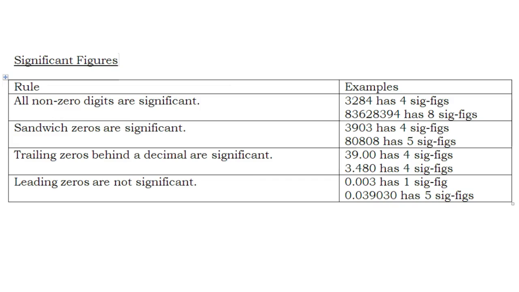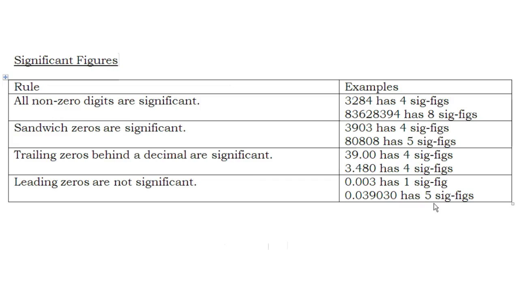Our last rule says leading zeros are not significant. The value 0.003 has only 1 sig fig. The first zeros that you see are leading zeros. They only hold the place for that 3, so they do not count if we wanted to round to a specific number of sig figs.